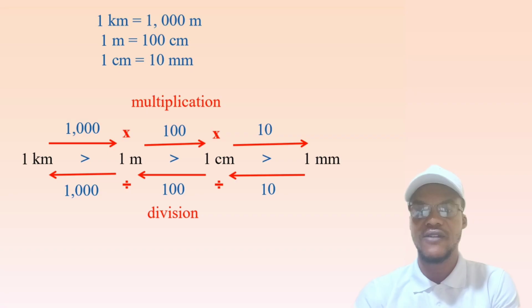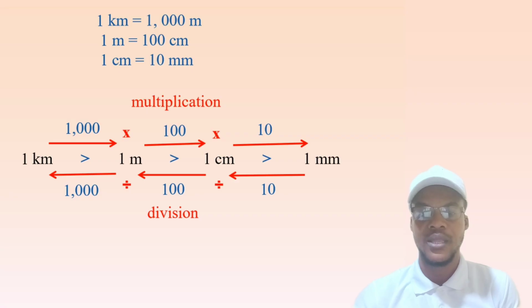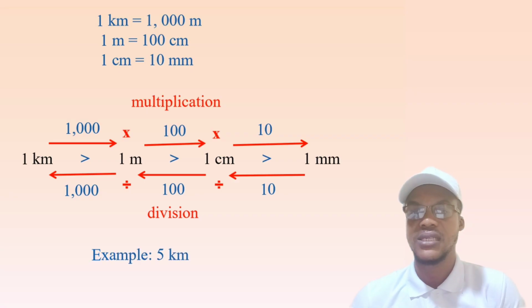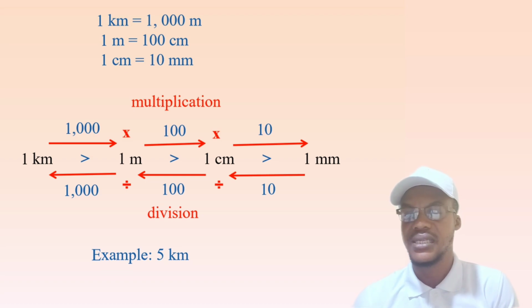And we use these values. Okay, we use these values. If that's the case, let's take this example. For example, we have 5 kilometers. So if I have 5 kilometers and I want to convert these 5 kilometers to meters, what do I do?